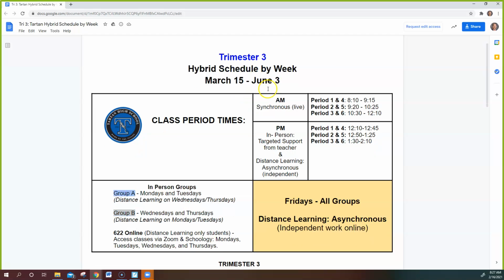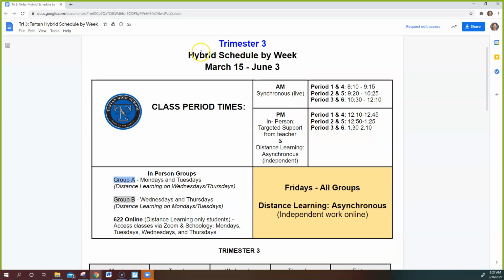Okay, so really quick, third trimester, we're going to be talking about hybrid for third trimester starting right after spring break. Depending on which category you're put in, you might be with us completely online, or you might be in group A or group B. But here's the idea of how it's going to work. It's going to be similar. Actually, I take that back. It's not. Look at this.